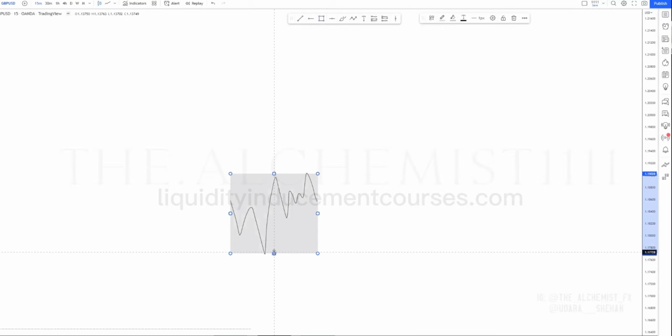Can you see that? I'll show you examples. Okay, so these are just drawings. I'll show you examples that way you'll understand. Okay, so what has Asia done? Asia has taken out liquidity and broken structure.